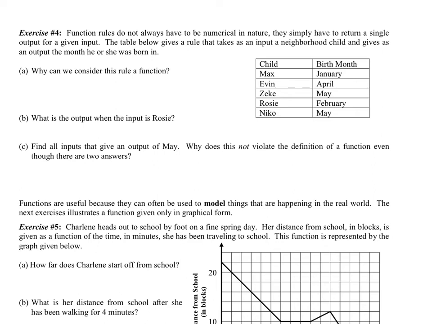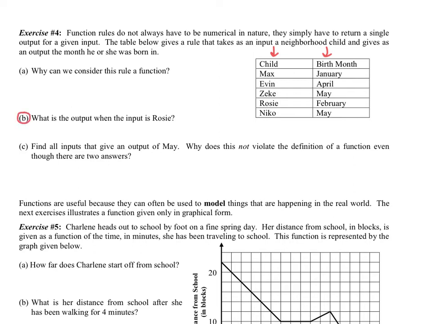Exercise 4 at the top of the next page, here's the difference between a function and a non-function. It says function rules do not always have to be numerical in nature. They simply have to return a single output for a given input. The table below gives a rule that takes an input for a neighborhood child and gives as the output the month that he or she was born. Why can we consider this rule a function? Well, our definition of function is that every input has exactly one output. Every child has exactly one birth month. So that validates our rule as a function, right? Every child was born in exactly 1 month. You can't be born in more than 1 month.